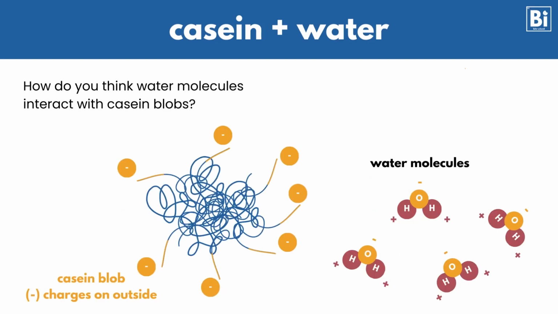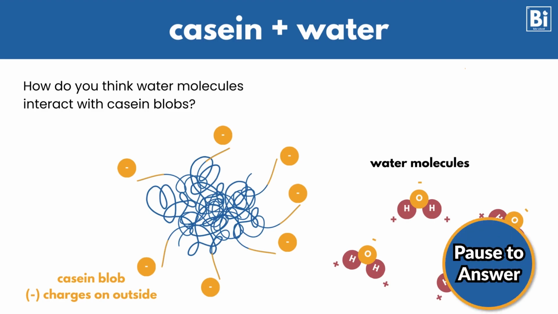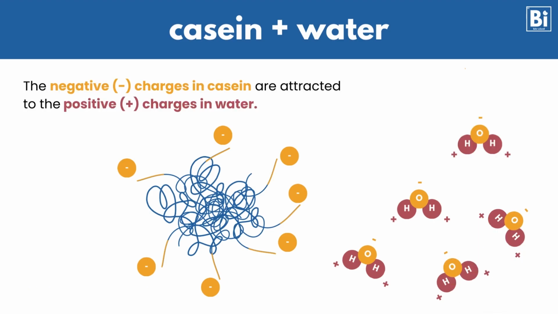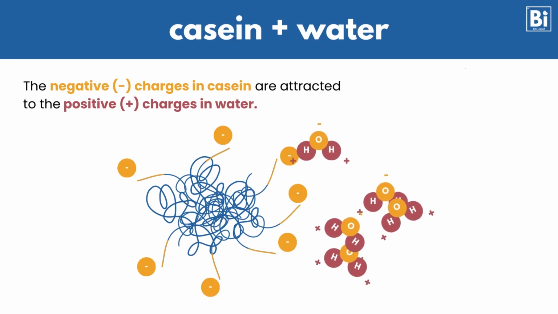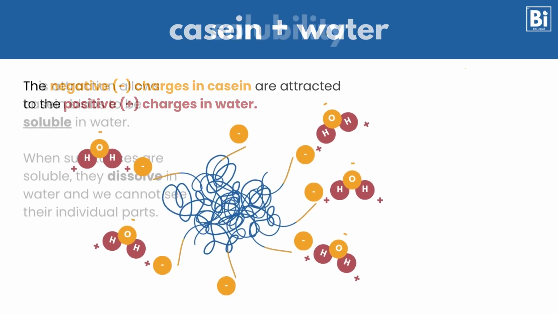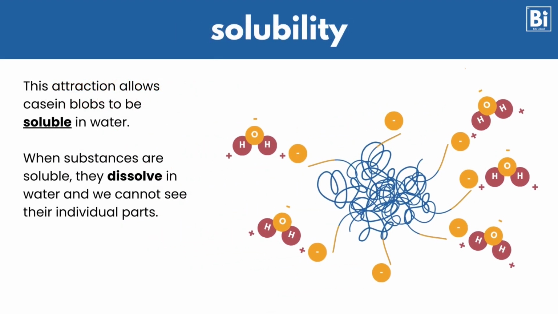So thinking about what a casein blob looks like with the negative charges on the outside and what water molecules look like with both positive and negative charges, how do you think the water molecules might interact with the casein blobs? The negative charges on the casein blobs will be attracted to the positive charges on the hydrogens of the water. And that attraction between the casein blobs and the water allows the casein blob to be soluble in water. When substances are soluble, they dissolve in the liquid that they're in, so in this case, water, and we cannot see the individual parts.